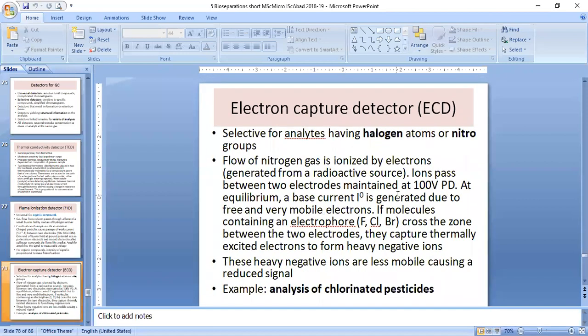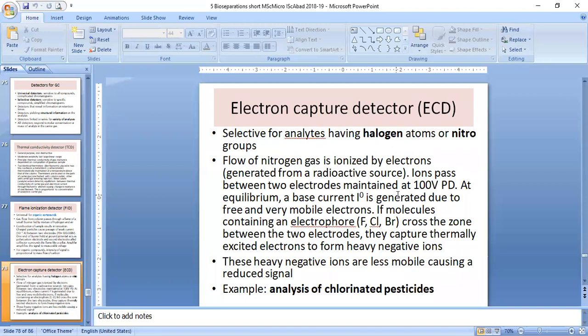Then there is a third type which is called ECD, that is electron capture detector. Now this kind of a detector is a selective detector. It is not a universal detector, but it is a selective detector, and it can be used for analysis of halogen containing atoms. For example, chlorinated hydrocarbons, or different pesticides which have chlorine, or even some compounds which have nitro groups. Halogenated compounds or nitro group containing compounds can be analyzed by using the electron capture detector.